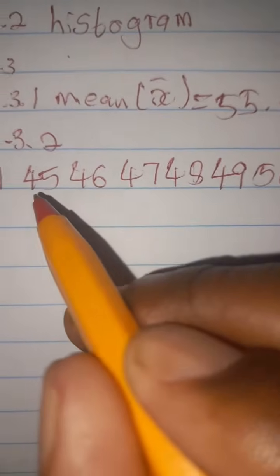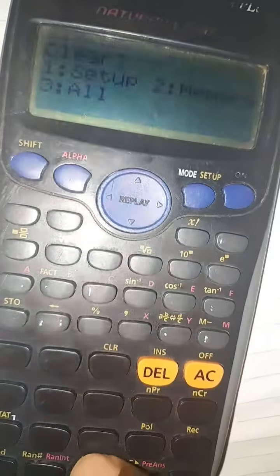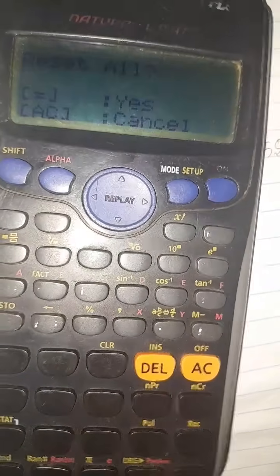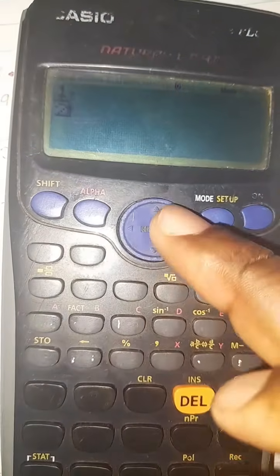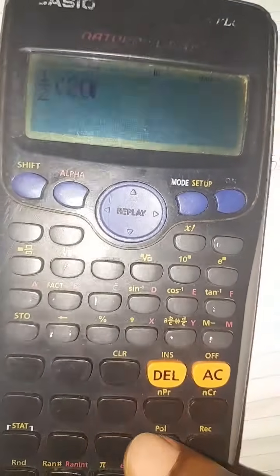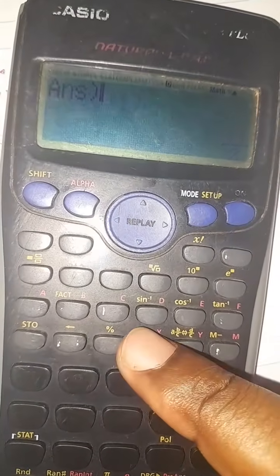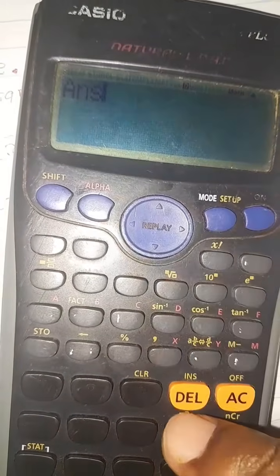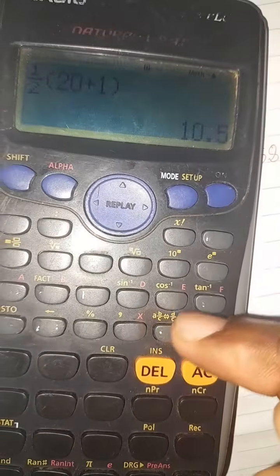To find the median, the median is the middle data. So when you're working with the median, it's half of the data. So you're going to say half of the data, 20 plus 1. This is the formula for finding the median. So meaning that the median is 10,5. So it's at 10,5.